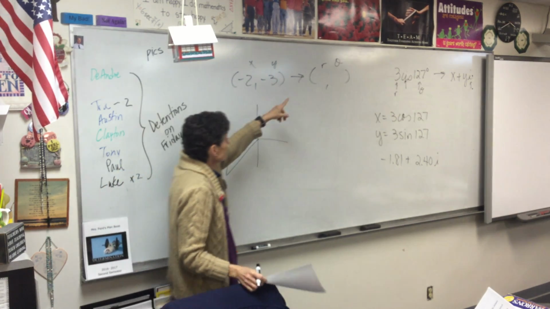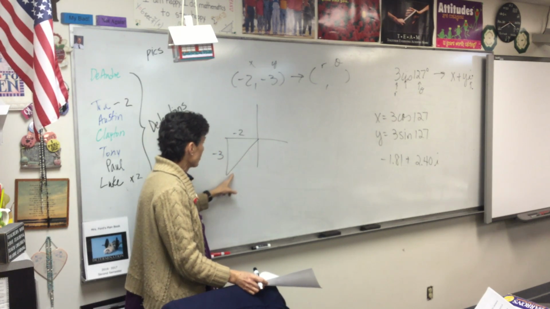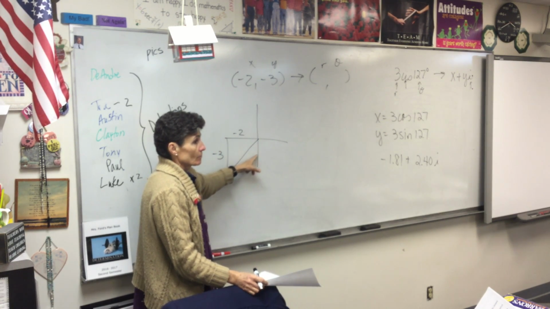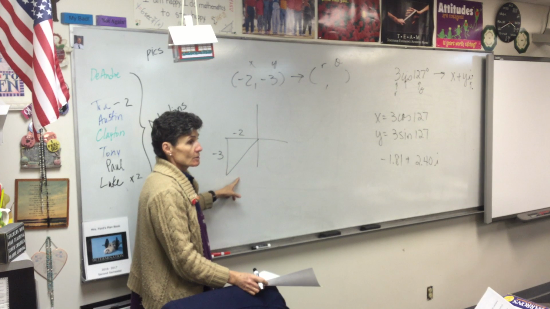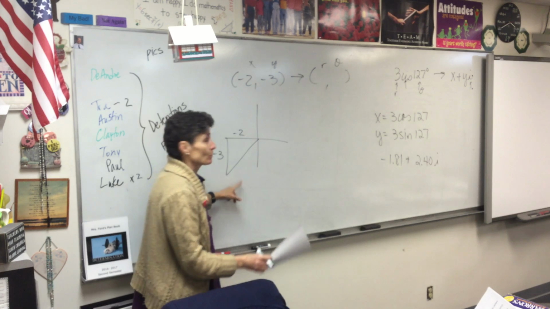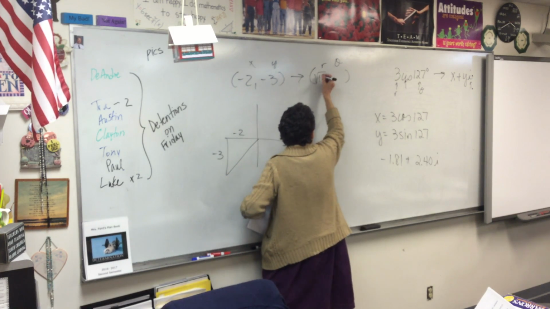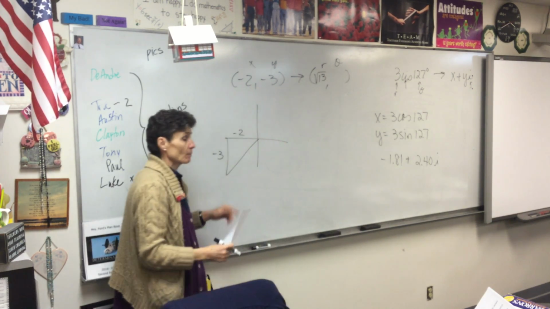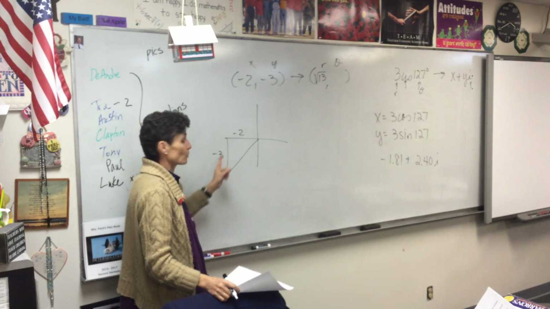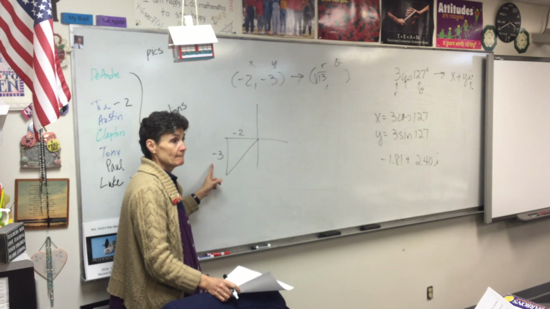Now remember, you're finding R and theta. Isn't this R? Yeah, right here's R. So what's R? The magnitude, and that would be root 13. You don't need a calculator or anything for that. Well, some of you might, I don't know. 2 squared and 3 squared, root 13.